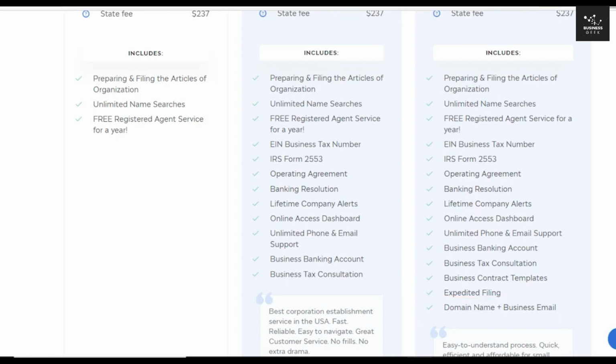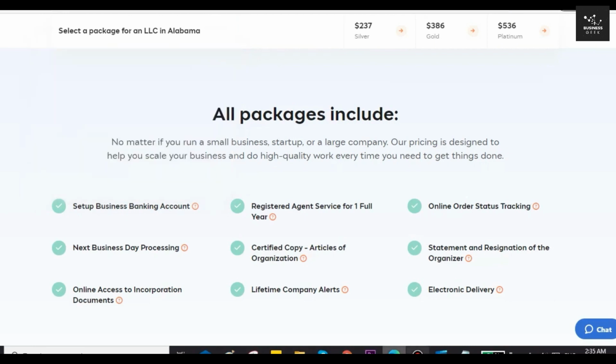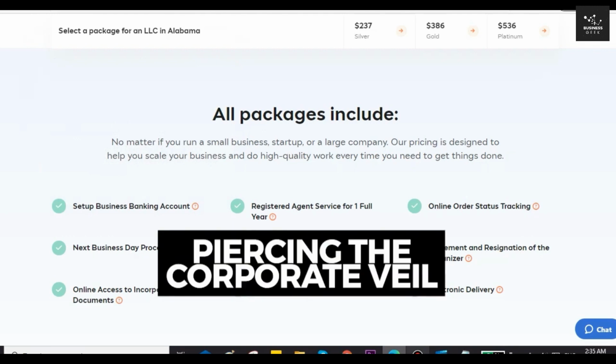Incfile also has an exclusive partnership with Bank of America so you can easily open an eligible checking account for your business. Yes, it is a must for your LLC to have a business account. Remember, an LLC has limited liability, for it is a separate entity from its members. You may forfeit your liability protections if you combine your personal and business money, and this is where the term, piercing the corporate veil, comes into play.